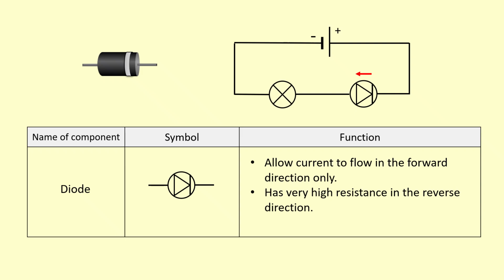So always trace the current from the positive to the negative and check if the current is flowing in the direction of the arrow. If not, the current will not flow. Think of it as it's almost hitting the wall, and then the current can't flow anywhere in the circuit.